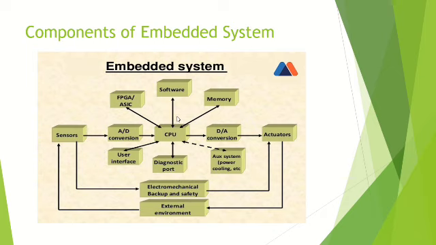In embedded systems, the main component is the CPU. Then software, memory, data, D/A conversion, diagnostic port, user interface, A/D conversion, FPGA, then sensors and actuators, electrochemical backup and safety, and the external environment. These are the main components that can be in an embedded system.